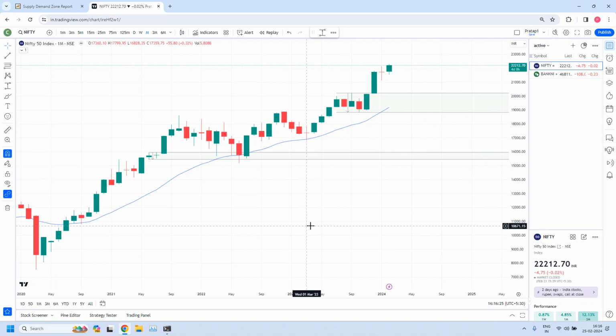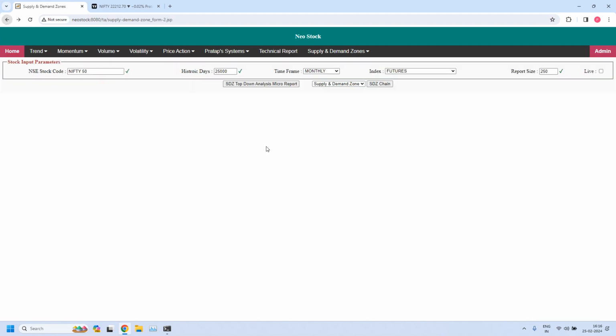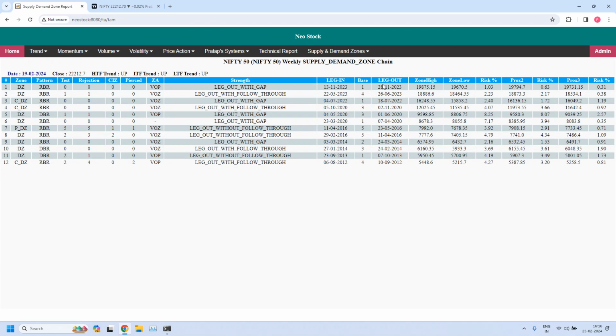So nothing much we have seen from the monthly. Now let us move back to the weekly and generate the weekly report. So from monthly, I am going to the weekly, changing the time frame and generating the chain, supply demand zone chain. At present, all these zones are all-time high zones. So even in weekly we don't have a supply zone. Whatever is the nearest one, this is the all-time high zone.